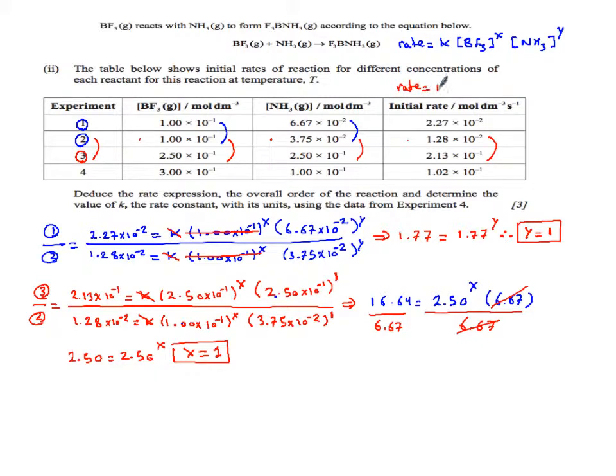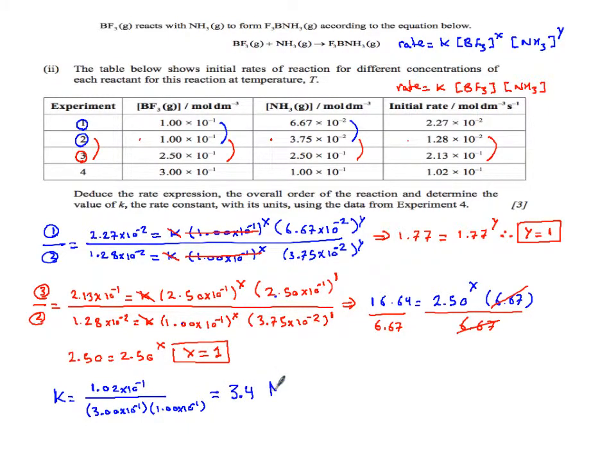Rate equals first order with respect to BF3, I don't have to write that exponent, and first order with respect to ammonia. Overall is 1 plus 1, which is second order. Now they say calculate the value of K from experiment number 4. So K equals the rate of experiment number 4, which is 1.02 times 10 to minus 1, divided by the concentrations of BF3 multiplied by ammonia because they are first order. When we do this, I'm calculating 3.4.